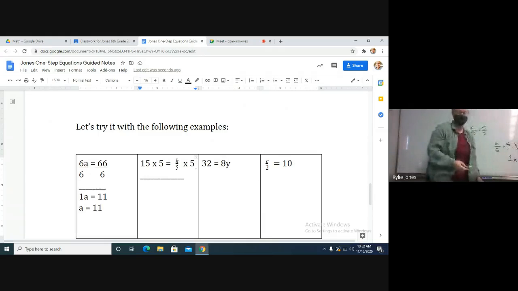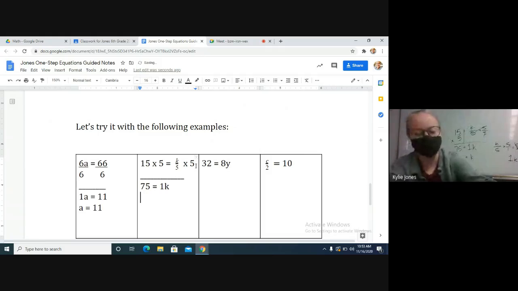1k? Basically, when you multiply by the number on the bottom, it just cancels each other out and you're left with 1 of whatever variable you have. It kind of sounds like you say 1k. So 75 equals 1k, which is also the same thing as saying 75 equals k. They mean the same thing, right?